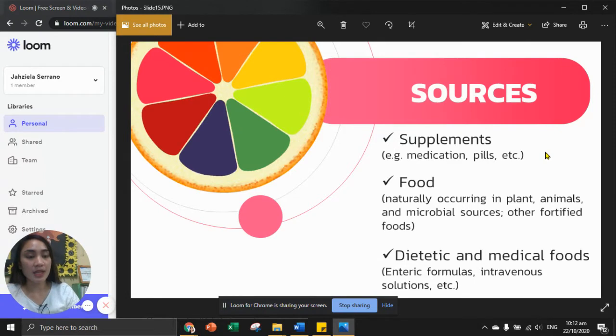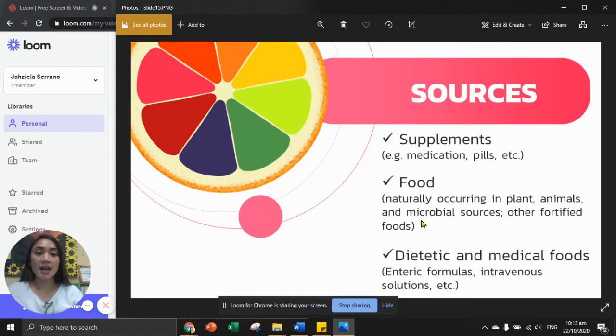Ang isa sa pinakang important which you should intake right now since it's pandemic is vitamin C kasi nga because of its antioxidation properties. So, and also it's good for your immune system. Okay? Next is source ng vitamins is food.